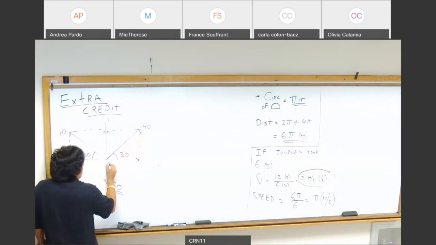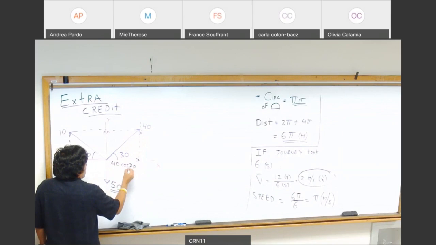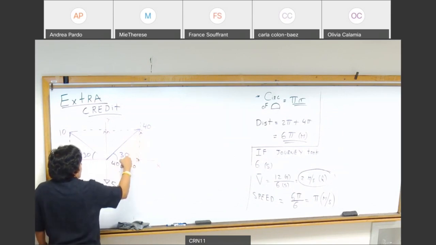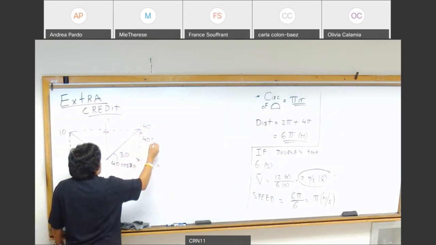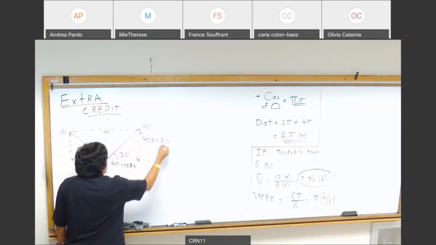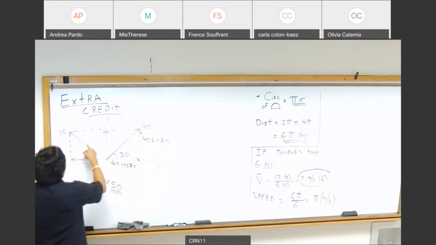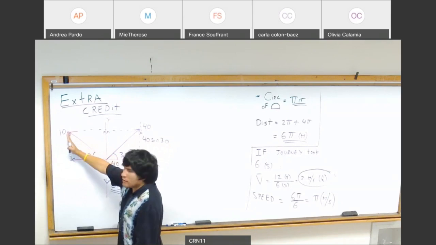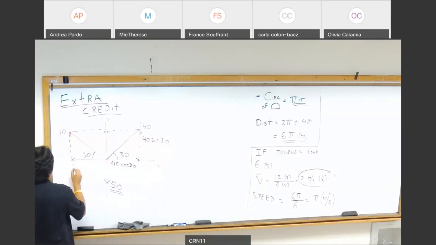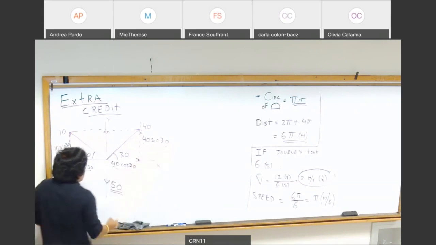All right. That's fine. So this and that. Here we call it 40. That's the adjacent, cosine 30. And here is the opposite. Opposite to 30 will be 40 sine 30. We do the same here. 10 cosine 30, 10 sine 30. All right, we have this. And that's everything you need.